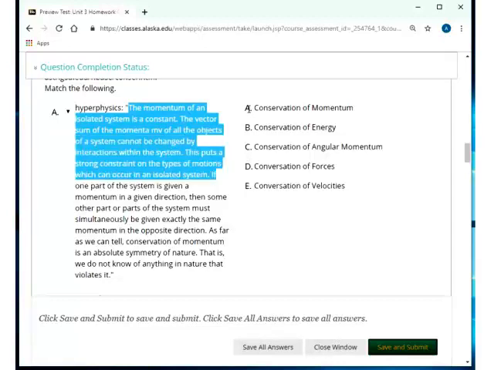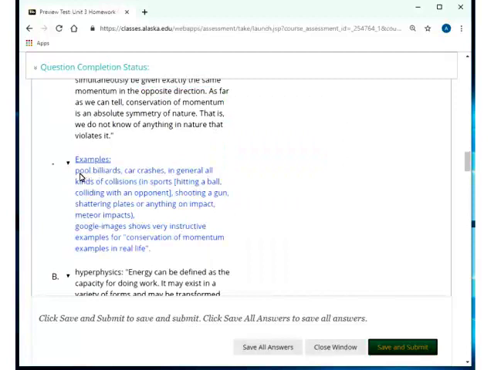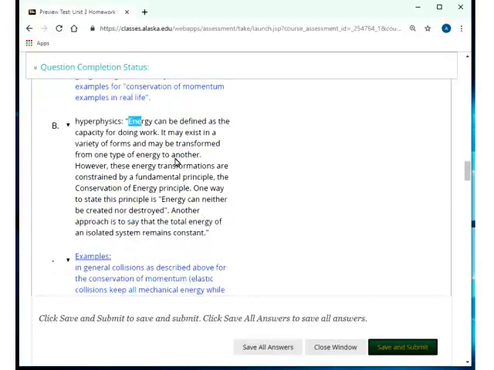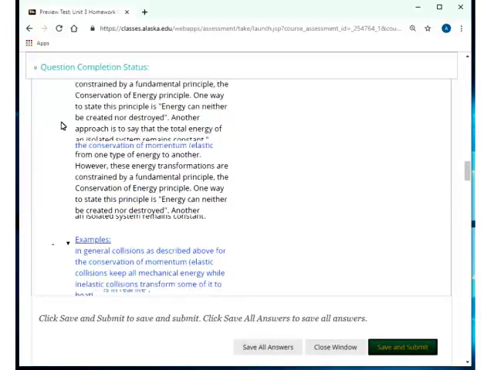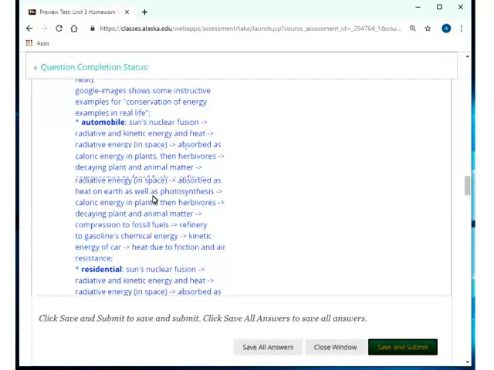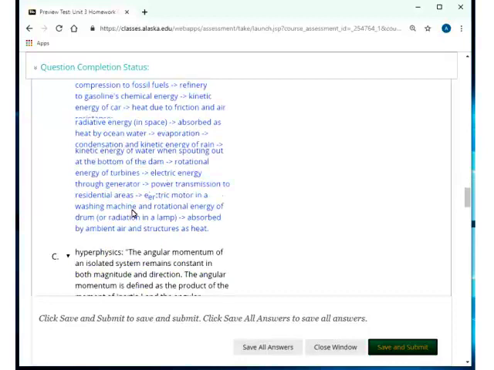That obviously checks with conservation of momentum. And right behind it I have examples, so that would also be conservation of momentum: pool billiards, car crashes, in general all kinds of collisions. Then energy can be defined as a capacity for doing work and so on, and that of course is the conservation of energy. And then again I have examples. This one doesn't have to be collisions, but I have an automobile example, I have a residential example, so that goes with the conservation of energy as well.